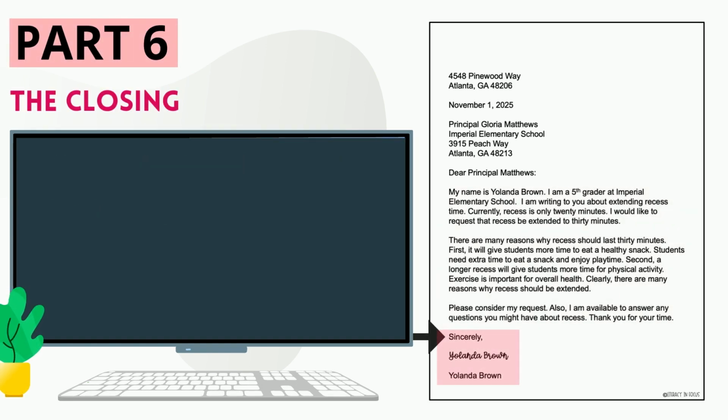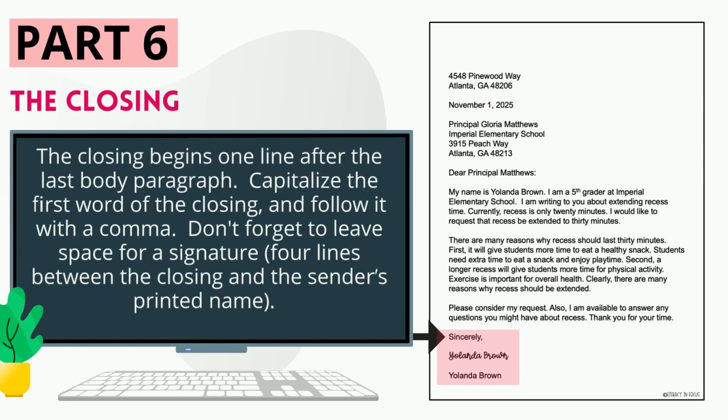Part 6. The closing. The closing begins 1 line after the last body paragraph. Capitalize the first word of the closing and follow it with a comma. Don't forget to leave space for a signature. 4 lines between the closing and the sender's printed name.